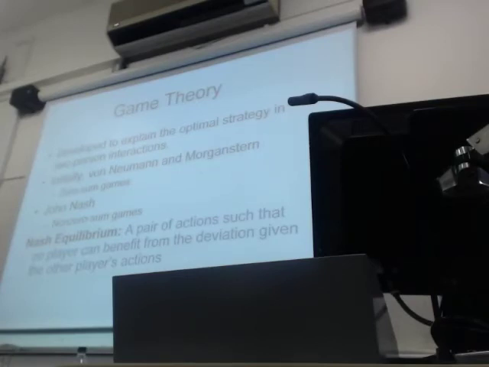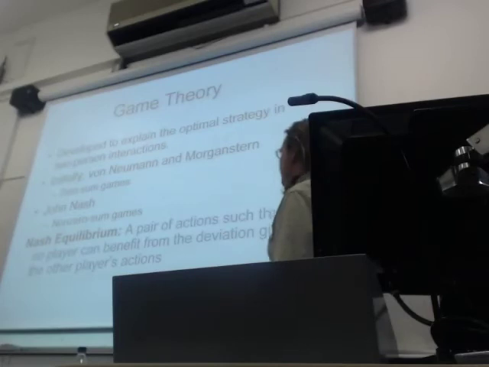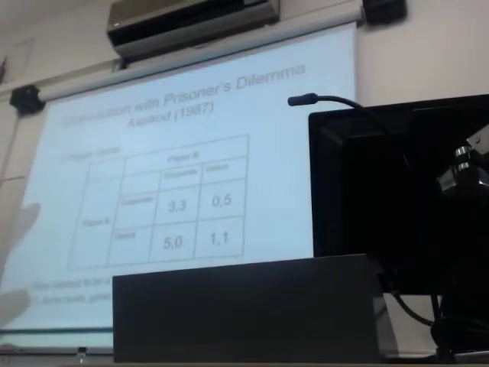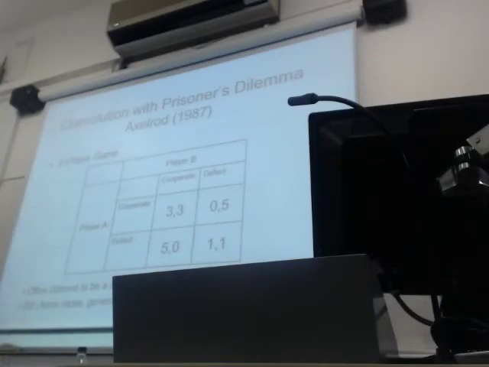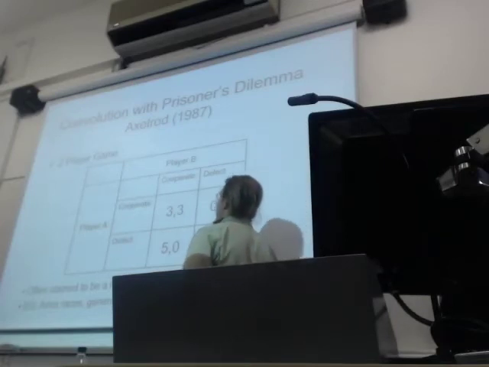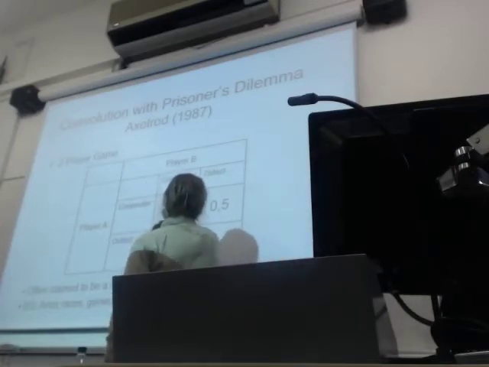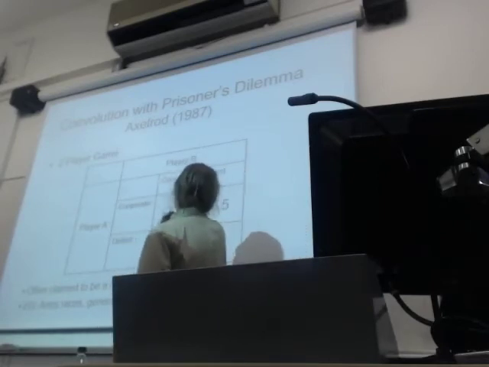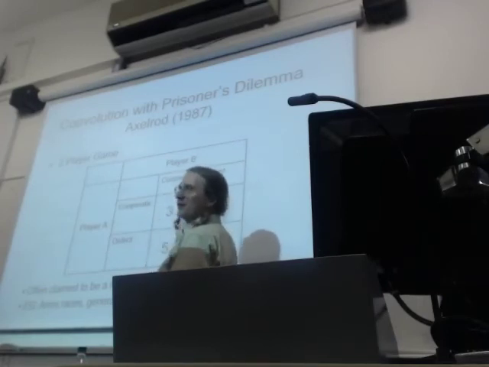Let's understand what the Nash Equilibrium is. A Nash Equilibrium is a pair of actions such that no player can benefit from deviation given the other player's actions. Let's go back and apply it to this previous game. A strategy pair is an equilibrium if no player can benefit when the other player individually defects. So let's see if cooperation, which overall generates the most utility in the system, is an equilibrium.